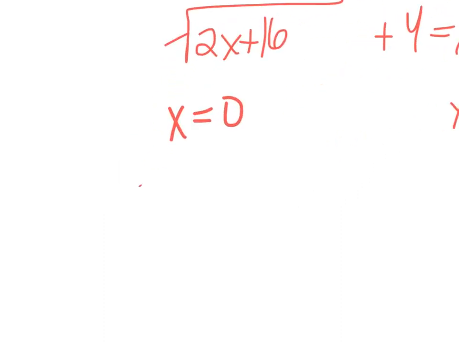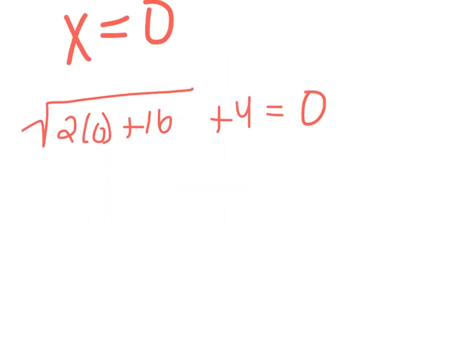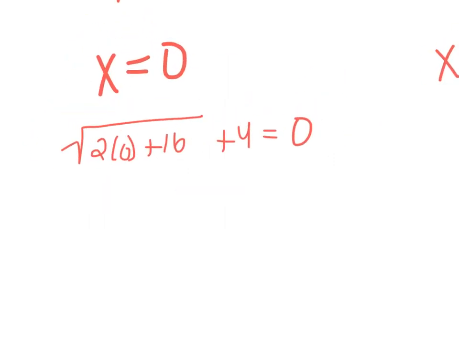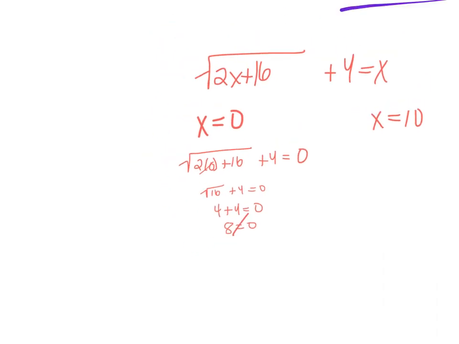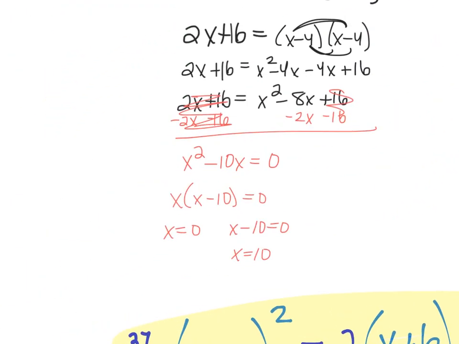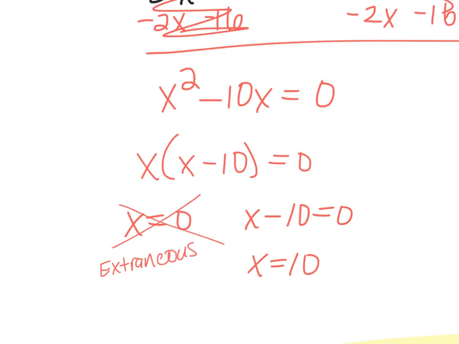Okay, so I have the square root of 2 times 0 plus 16, plus 4. Does that equal 0? Well, what's 2 times 0? So I have the square root of 16 plus 4 equals 0. What's the square root of 16? 4. 4 plus 4 equals 0. Does 8 equal 0? No, it does not. So what do you know about x equals 0? It's extraneous. Guys, just because the last two have been like that doesn't mean every time you get x equals 0 that it's extraneous. So don't just assume.